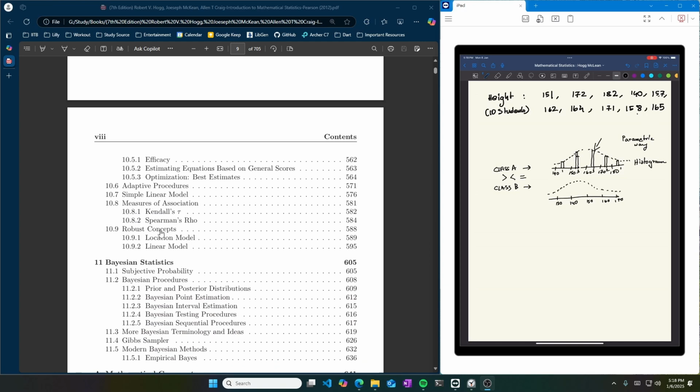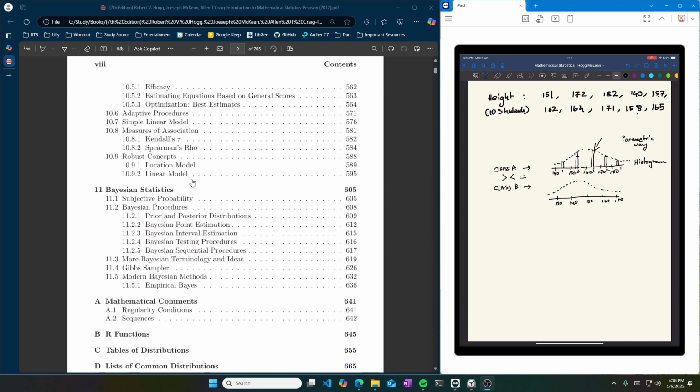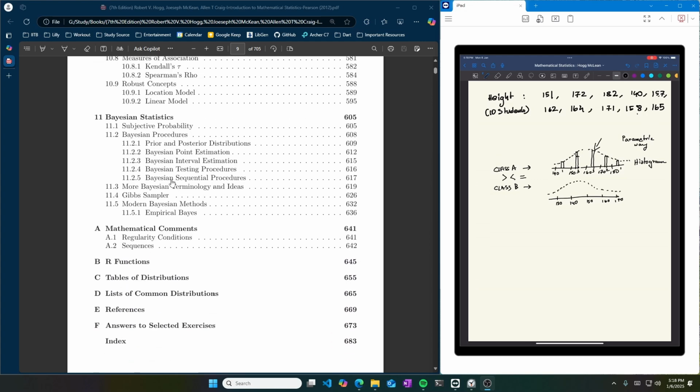Simple linear model, Kendall's tau, Spearman's rho, location model, linear model. Then we finally dive a little bit into Bayesian statistics. Bayesian statistics is the most advanced one, sorry for my phrasing, where we look into sequences of events, and that gives a much better understanding or estimation of a particular distribution.